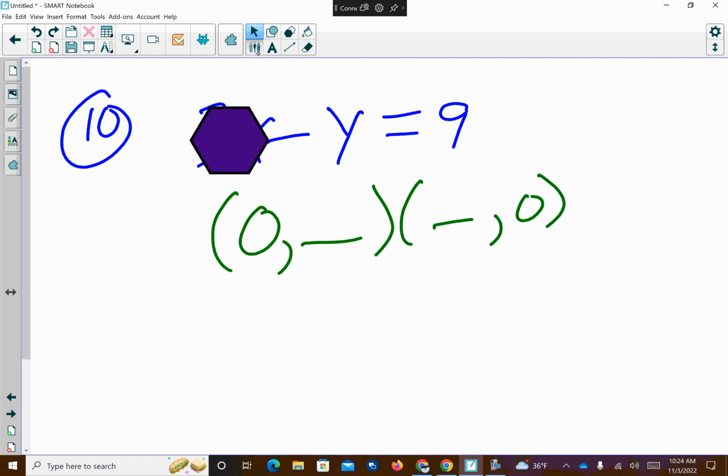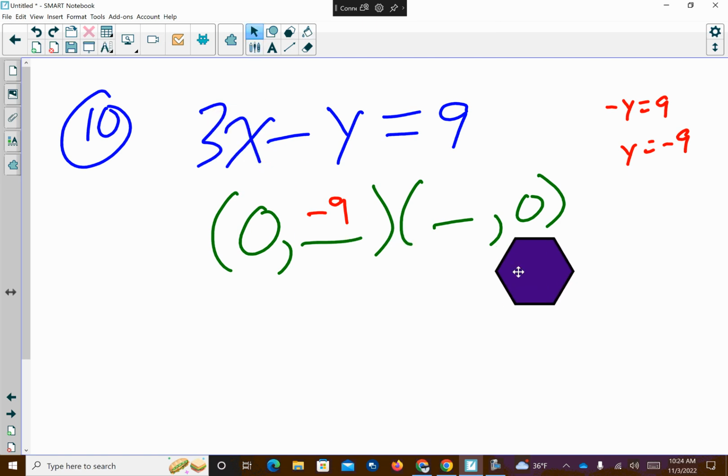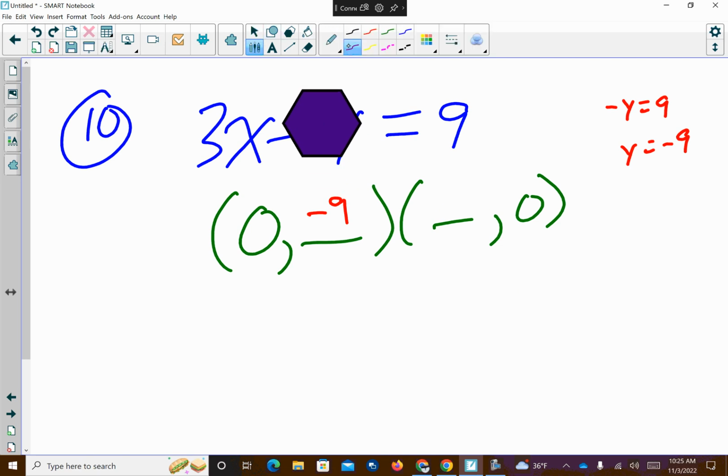So then I get -y equals 9. So what does y equal if -y equals 9? -9. Okay? I'm going to plot that in a moment. Not yet, though. That 0 now, talk to me about that 0. It's a y value. So basically what this is doing is saying, hey, 3x equals 9, so what number times 3 gives me 9? 3.